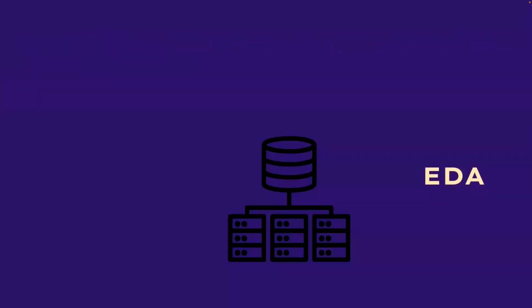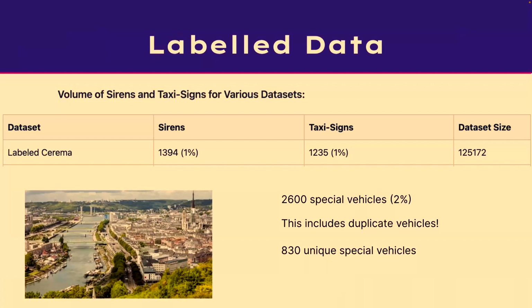And yeah, so let's talk a bit about our data now. Our data set consists of roughly 125,000 labeled images from this place called Surrema, which is a location in France. And only like 2,600 of these images, so 2%, consisted of special vehicles, right? What's more is that for these 2,600 vehicles, we have multiple shots of the same vehicle. So in reality, there's only roughly 830 unique special vehicles if we eliminate those multiple shots like I talked about before. So this is not a lot for training a deep learning model.